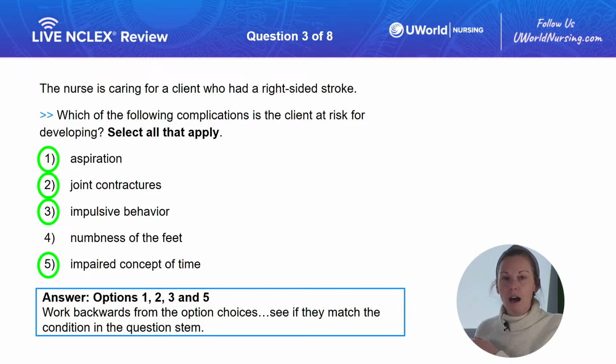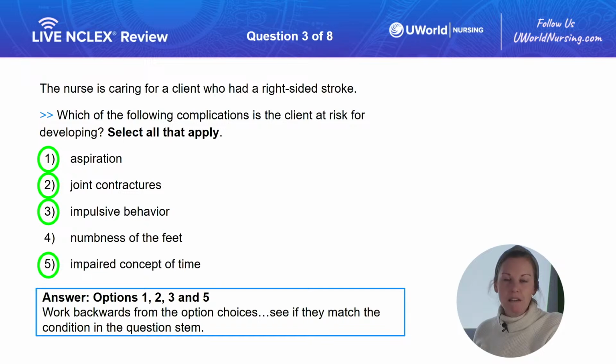And we talked about option 1. Our upper GI tract, essentially our mouth to our stomach, those are also muscles. So anytime we have a stroke, we have disruption to our brain-muscle connection, and we're going to worry about that risk of aspiration. So that's a true statement too.